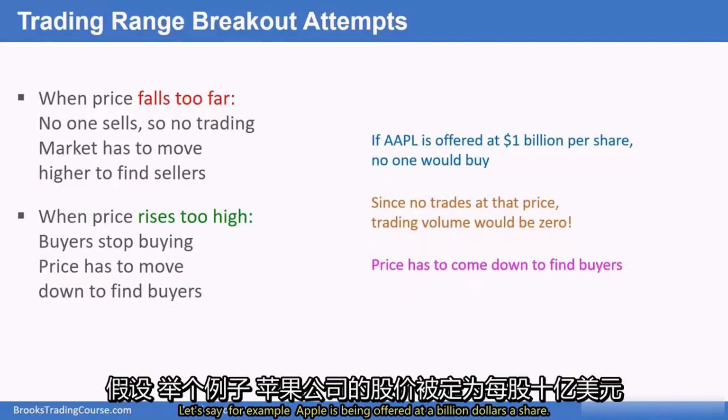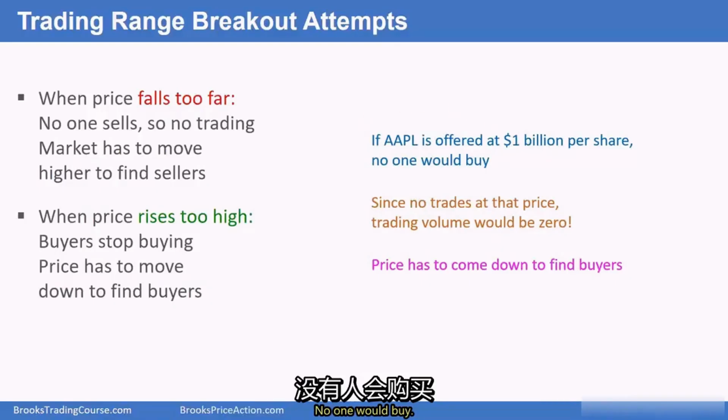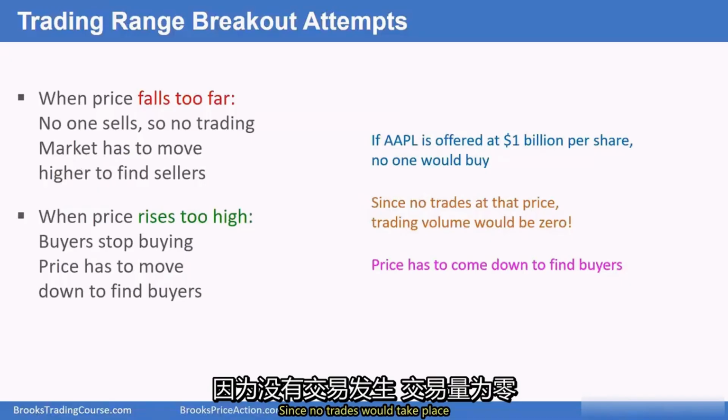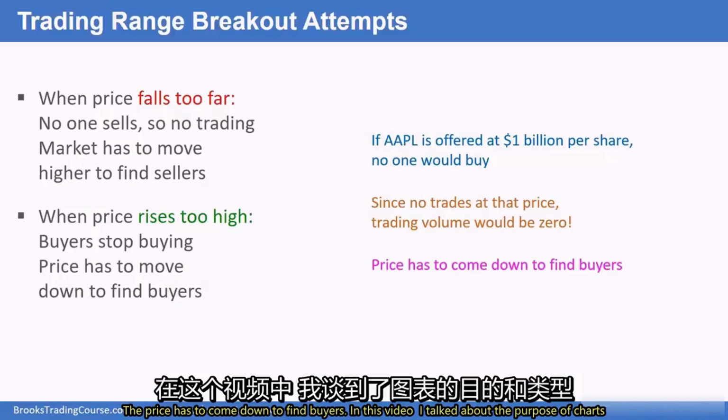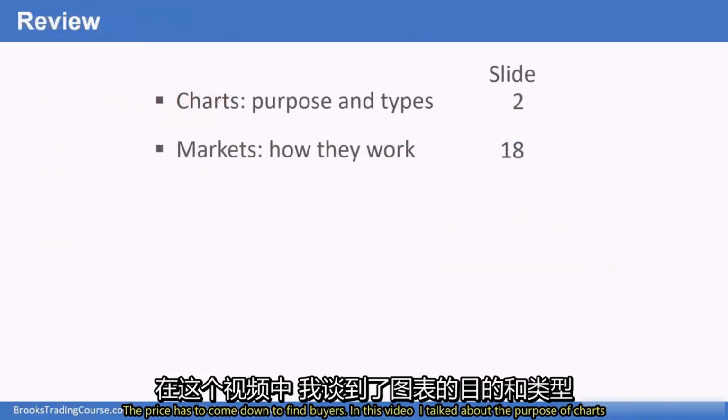Let's say, for example, Apple is being offered at $1 billion a share. No one would buy. Since no trades would take place, the volume would be zero. The price has to come down to find buyers.